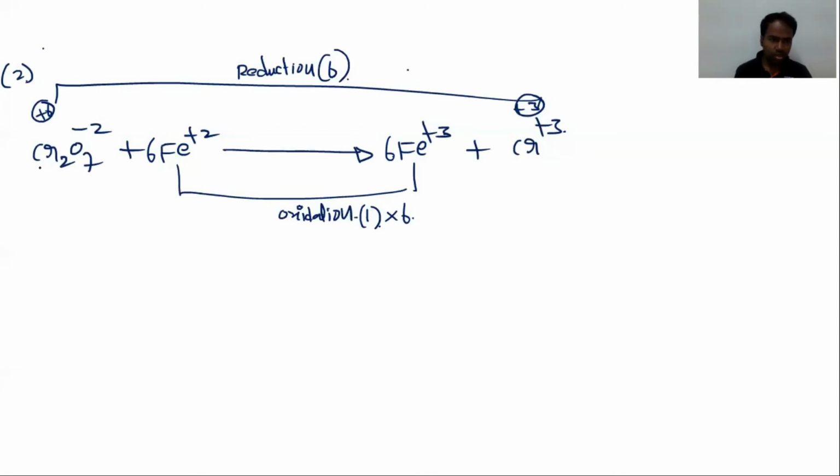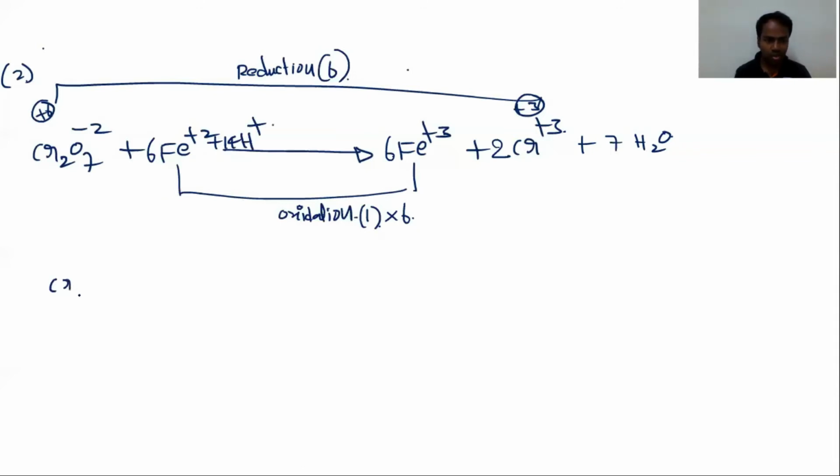Here 2 chromiums are there, here 1 chromium, so put 2 before Cr. Now the iron atoms are balanced and chromium also balanced. Here how many oxygens are there? 7 oxygens. Then add an equal number of water molecules where the oxygens are deficient. Now the number of hydrogens becomes 14, then add 14 H⁺. So now the equation is balanced.